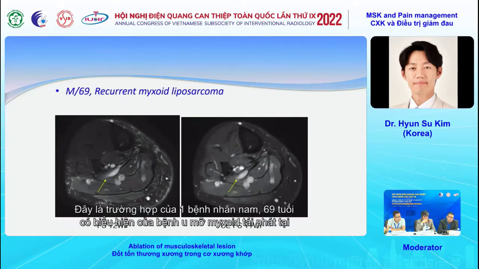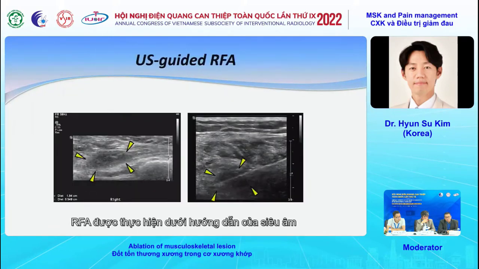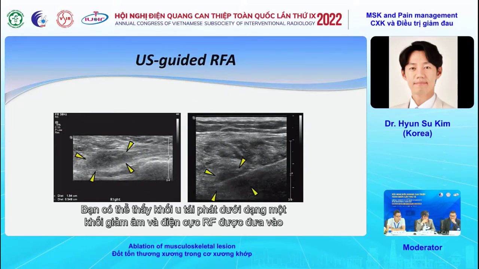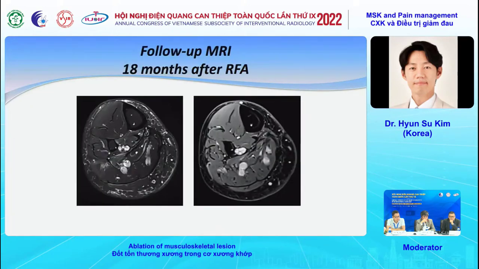This is a case of 69-year-old man who presented with recurrent myxoid liposarcoma in the left lower leg. The arrow indicates recurrent tumor located in the muscle. Ultrasound was used for imaging guidance of the RFA. You can see the recurrent tumor as a hypoechoic mass and the echogenic RF electrode inserted within the tumor. Follow-up MRI obtained after 18 months reveals no evidence of recurrent tumor.